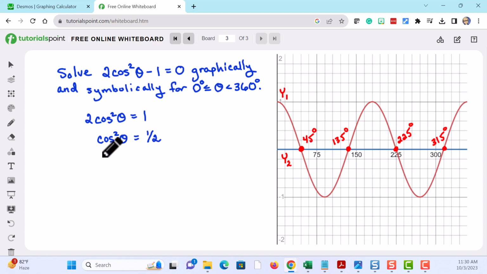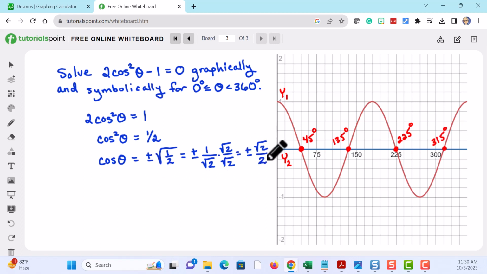And then the last step will be to take the square root of both sides, and we'll get cosine of theta is equal to plus or minus the square root of 1/2. And that's the same as plus or minus the square root of 1, which is 1 over the square root of 2. And if we rationalize the denominator, multiplying by the square root of 2 over the square root of 2, we end up with plus or minus the square root of 2 over 2.